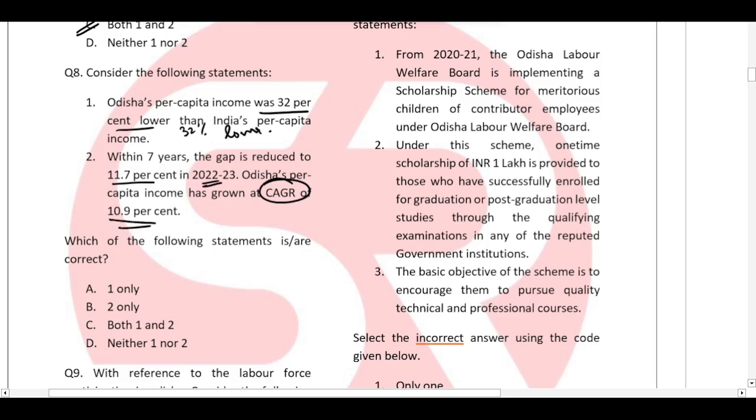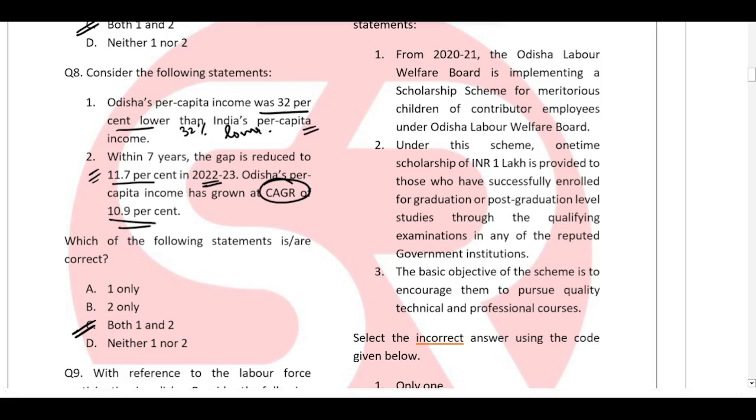Again, this statement is also from the economic survey. Earlier, Odisha's per capita income was very low, and later on, because of the initiatives of the state government, various poverty removal measures, income improvement measures and schemes, the per capita income of Odisha kept increasing. Finally, the gap has reduced to a great extent. The per capita income, which was earlier 32% lower than the national average, now has a gap reduced in 7 years to 11.7 percent in 22-23. This is also mentioned in the economic survey, and both statements are correct. So the option is both 1 and 2.